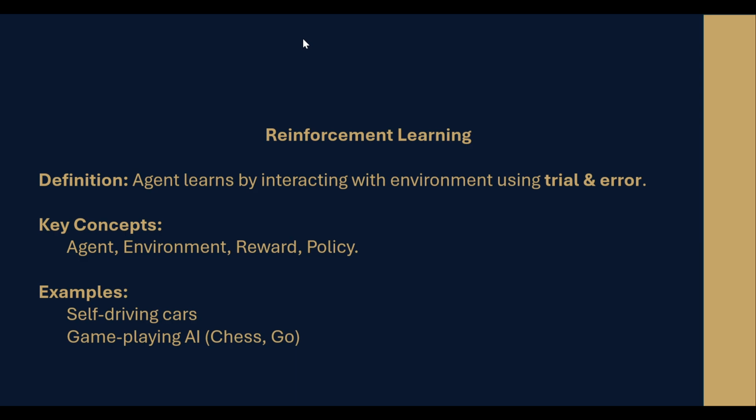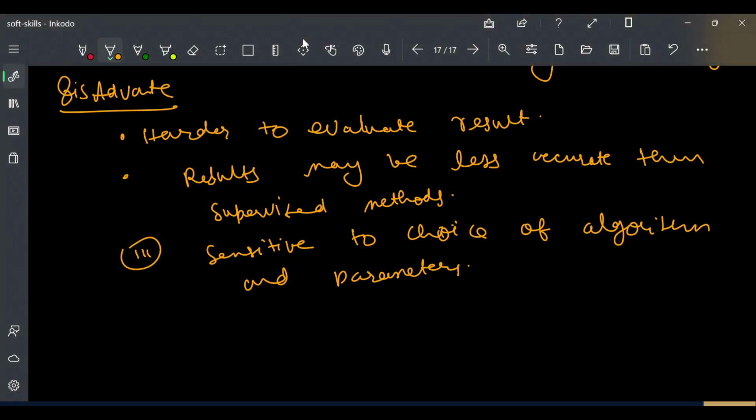So the key idea of reinforcement learning is like teaching a dog new tricks. If the dog does the trick correctly, you give a treat, or you can say a reward. If it doesn't, it gets nothing or gets some penalty. So over time, the dog learns what behavior gives maximum rewards.